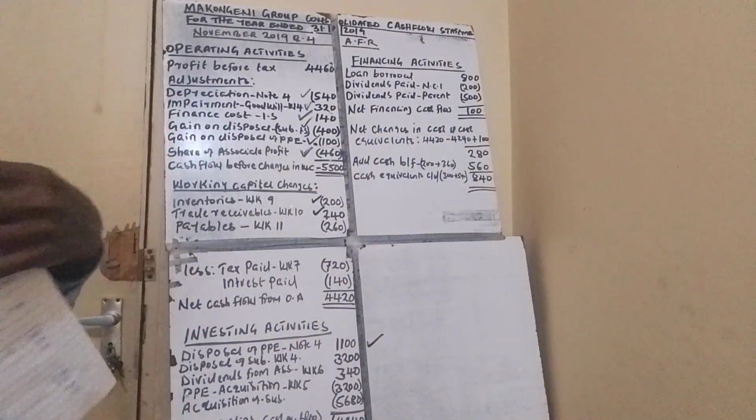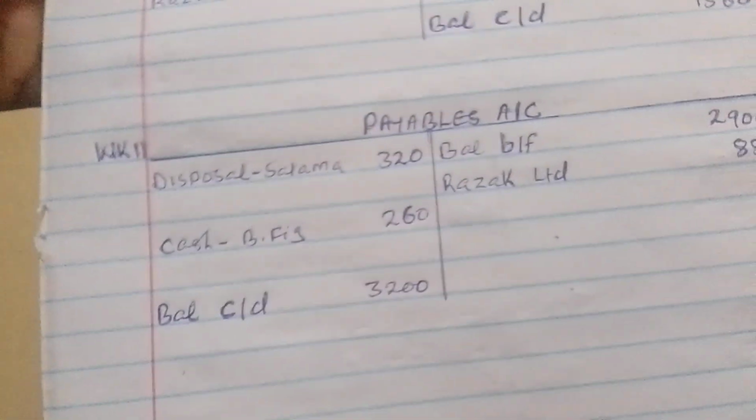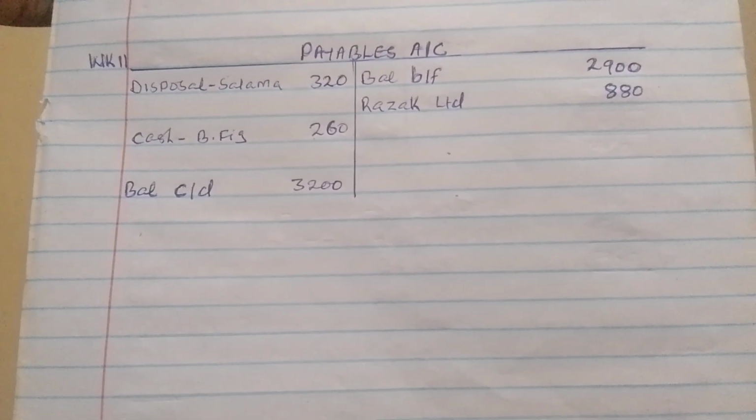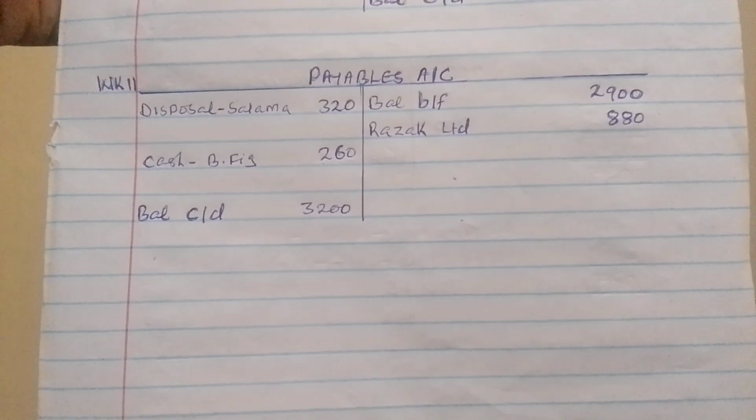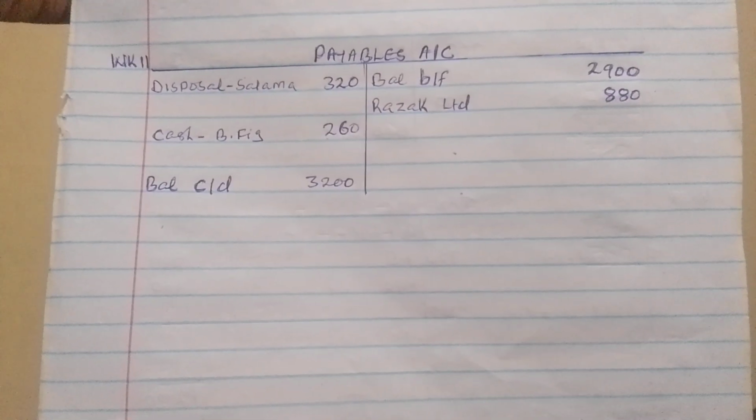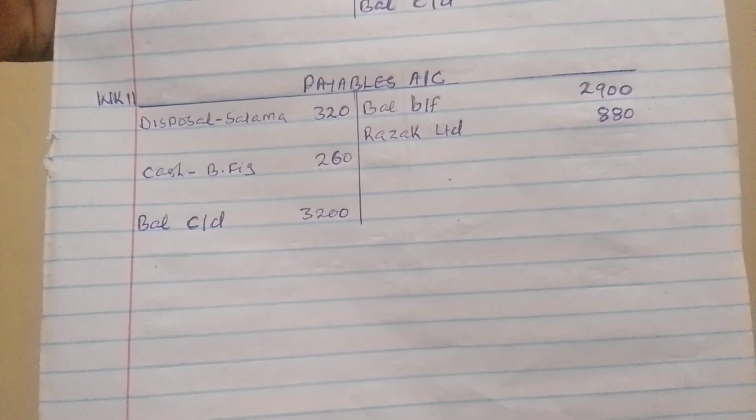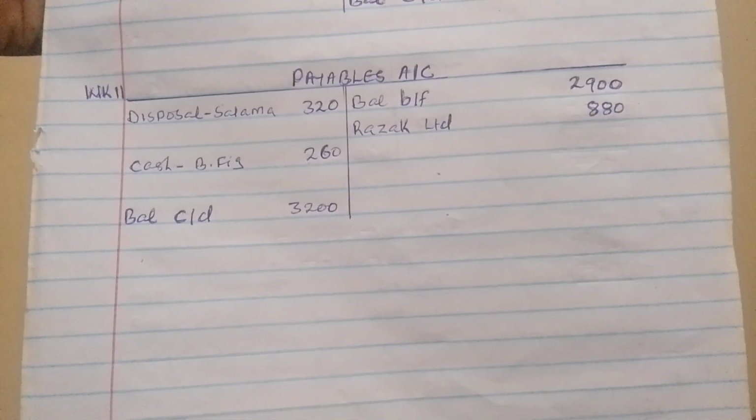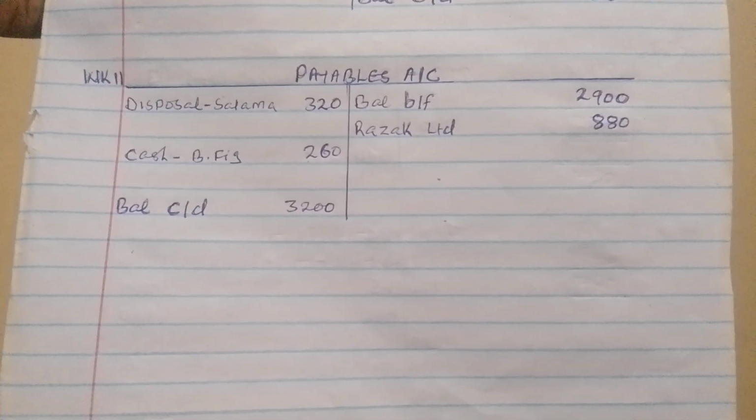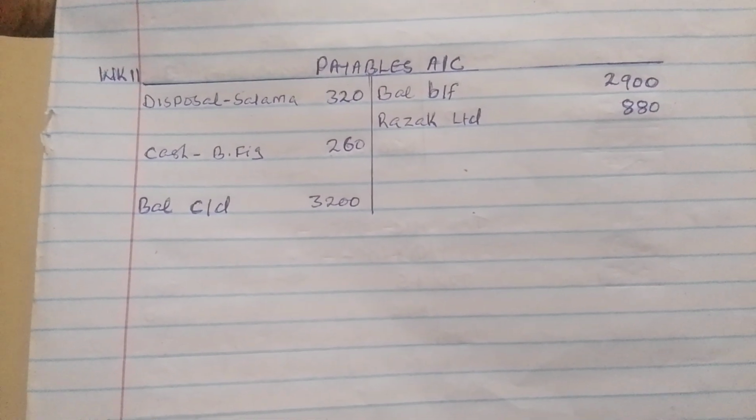Then payables, you do the same for the payables. Payables, these are creditors. Creditors are our credit balance. The balance brought forward, you check from the statement of financial position, 2900. Balance carried down, that 200. Then when we disposed Salama Limited, additional information number 2, there were payables worth 320. And then when we acquired Rasaka, some payables worth 880. The balancing figure will be on the debit side, 260.